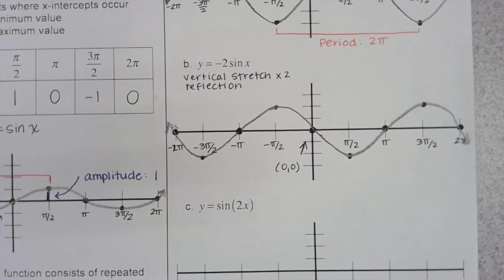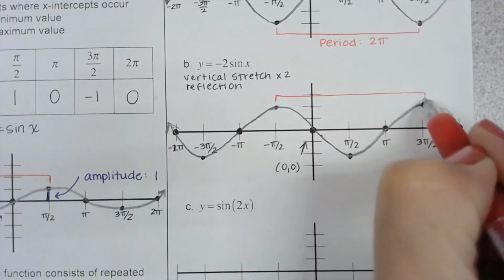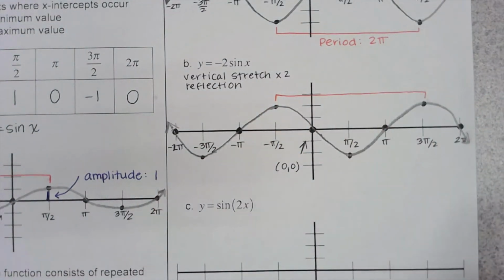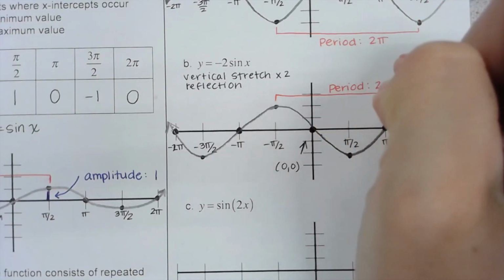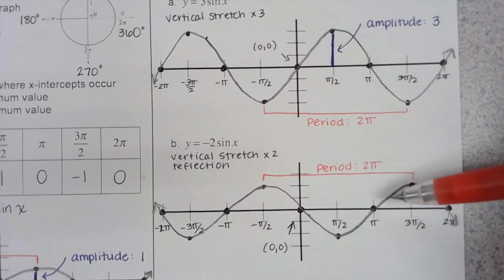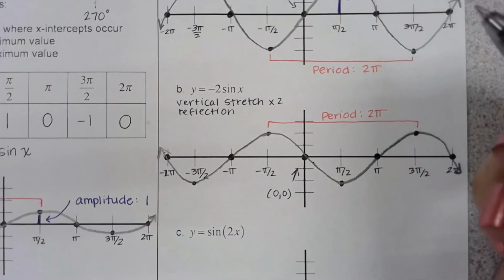We're going to label the period, and we're going to label the amplitude. So for this one, for it to get back up to where it goes, and you can pick any 2 points on the graph, they're going to be the same distance apart because of this repeating pattern. So for this one, the period is also 2 pi. Vertical stretches or compressions don't change the period of a graph, but they do change the amplitude of a graph.